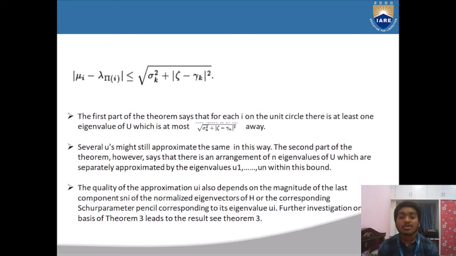The quality of the approximation mu i also depends on the magnitude of the last component s n of the normalized eigenvector of H or the corresponding square parameter pencil corresponding to the eigenvalue mu i. Further investigation on the basis of theorem 3 leads to a result, say theorem 3.